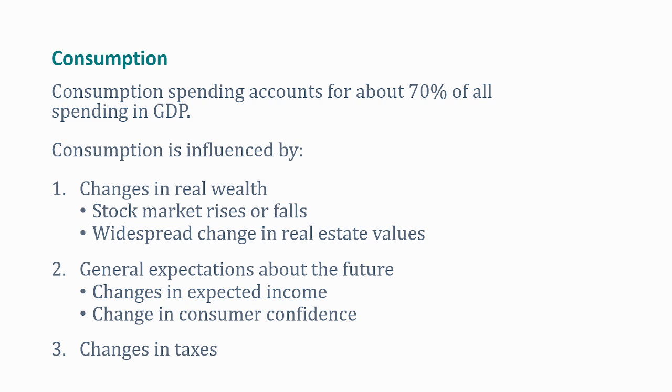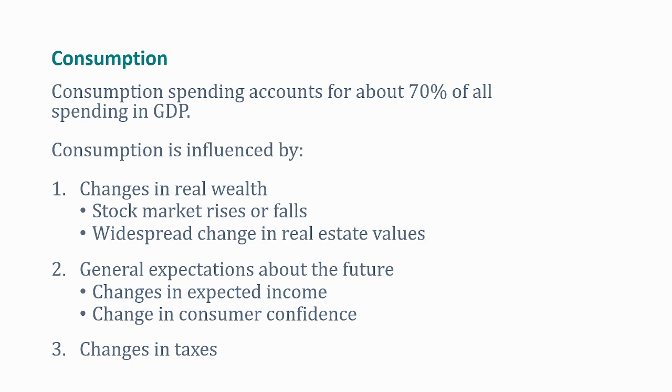The second case is consumers worrying about the future. What would happen at that time? They increase saving and buy fewer goods, so consumption falls, and then aggregate demand falls, so the AD curve shifts to the left.